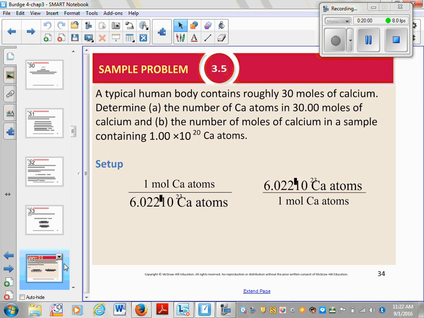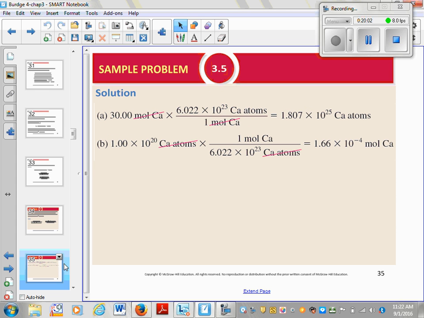Push the page down button. 1.66 times 10 to the minus 4. Oh, this should be 20. This should be 23. Okay. And this is 1.66 times 10 to the minus 4 moles. I see what you're saying. Okay. So we can convert atoms into moles, moles into atoms.